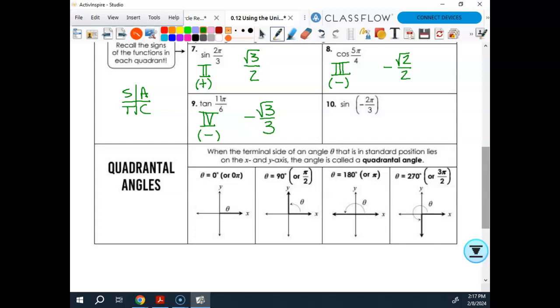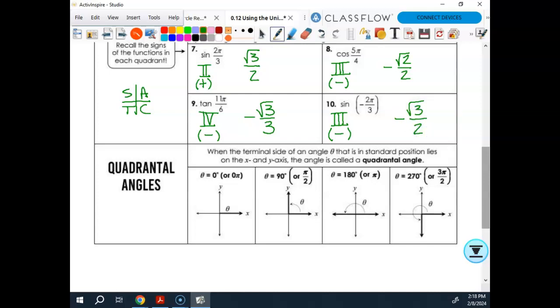Sine of negative 2 pi thirds. What quadrant is negative 2 pi thirds in? Third. So we are in the third quadrant. Is sine positive or negative? Negative. So my answer is negative something, and then all I've got to worry about is the sine of pi thirds, which is square root of 3 over 2.